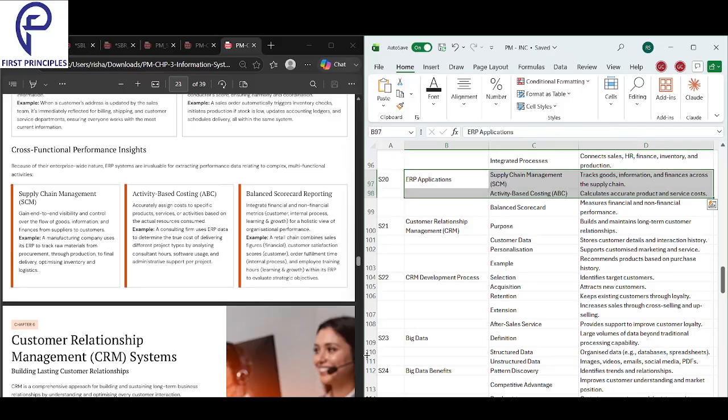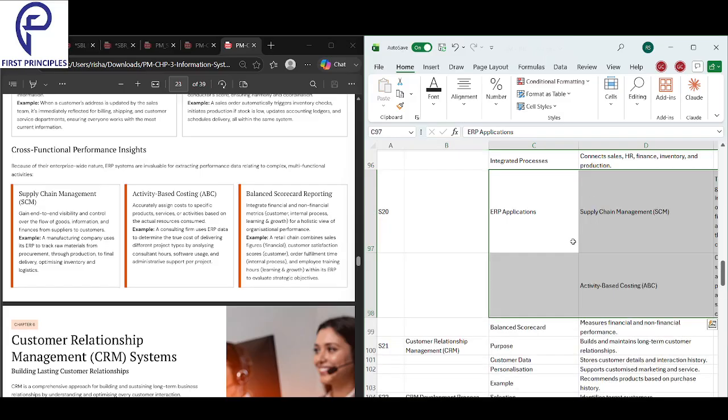First of all, it's used in supply chain management. It tracks your goods, information, and finances across the supply chain. A lot of times when you order something online, you can see exactly where it is and what stage the process is in. Has Amazon dispatched your product? Has the delivery agent picked it up? How long will it take? Is he at your doorstep? That is step-by-step information, with various processes connected. That is the first thing, supply chain management.